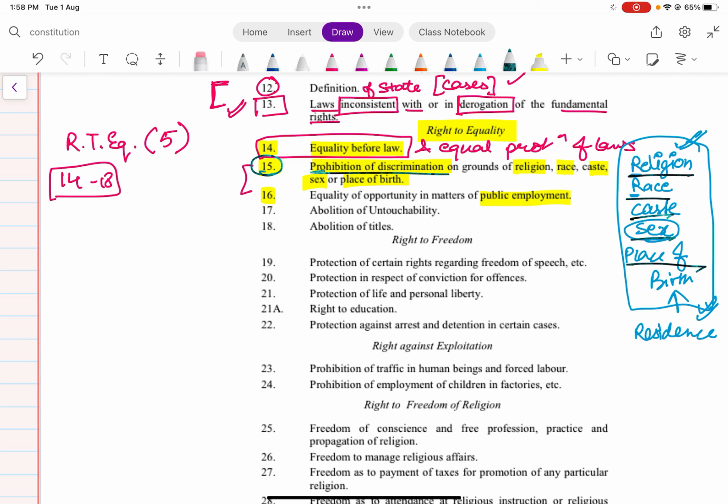Article 15 is prohibition of discrimination. Article 16 is specifically for public employment. So there would be no discrimination in public employment. There would be equality of opportunity.